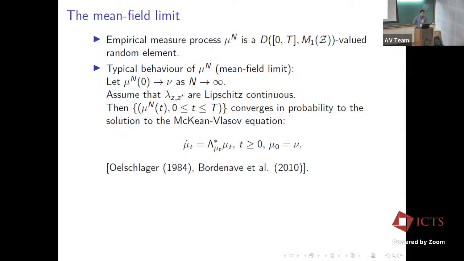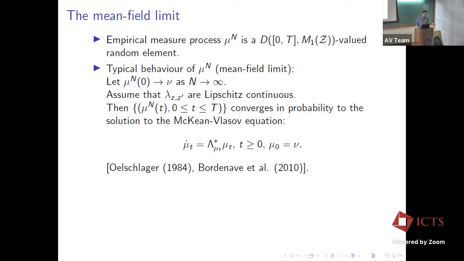So here is a theorem that one can show. Suppose the initial condition, that is, the empirical measure at time 0, converges as n goes to infinity in some sense, let's say in probability. And assume that these transition rates are Lipschitz continuous. Then if you look at this mu n t process, which is a random process across time, and we are looking at a finite horizon, it converges in probability to a limit law, and the limit law is deterministic. So the mu n t converges to something which is deterministic, which satisfies this equation.